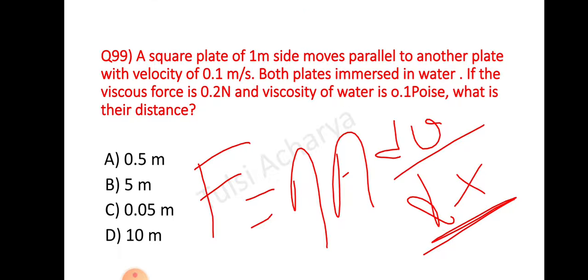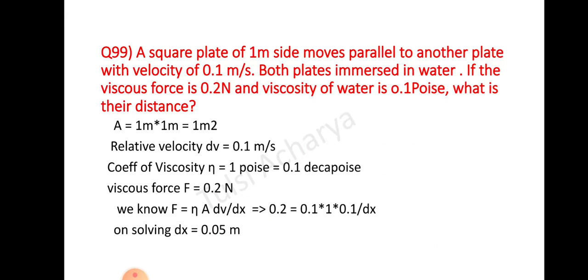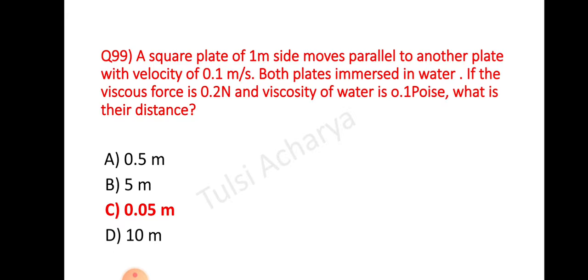Here eta is coefficient of viscosity, A is the area of the square plate. If the length of the square plate is 1 meter, then area will be 1 into 1, 1 meter square. And dV is velocity, that is given by 0.1 meter, and our viscous force is 0.2. From this, the only unknown term is dx, and by solving this we get our dx, that is distance, and that will be 0.05 meter. That is option choice C.